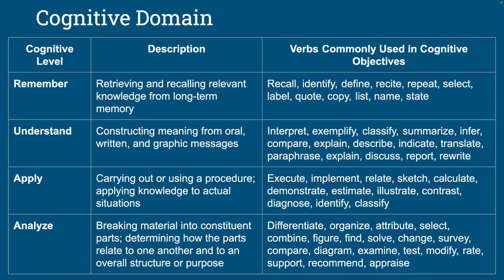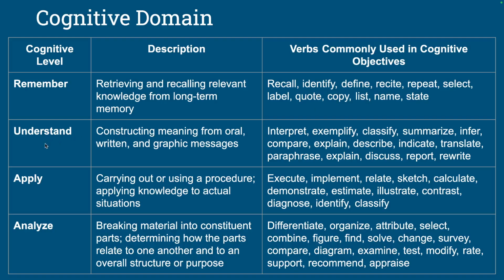All right. So if you look at the cognitive domain, this is the opposite of what it would look like in the Bloom's taxonomy triangle or pyramid. But remember is the very bottom level. It's a low level cognitive skill. So what does remember mean? Well, retrieving and recalling relevant information. Now look at all these verbs over here. These are the verbs you use in your objectives. So recall, identify, define, recite.